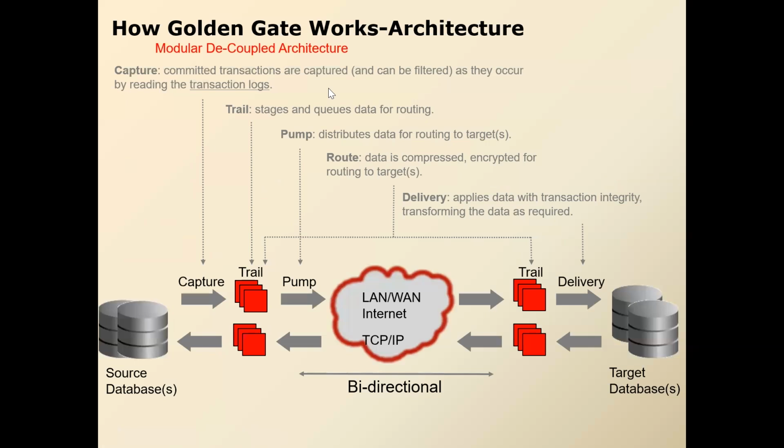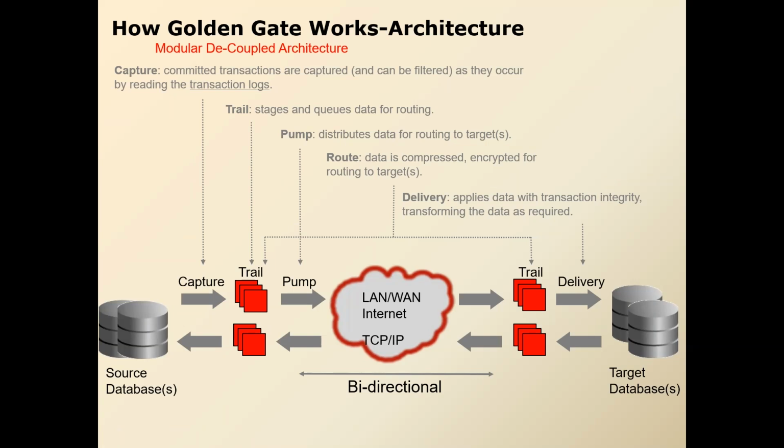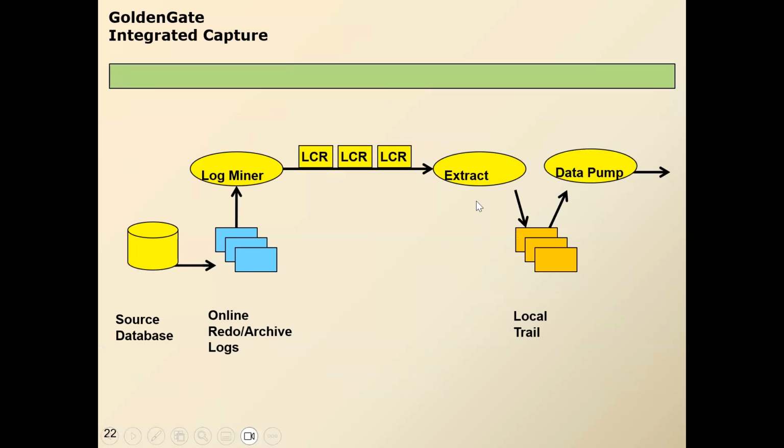So my question is, how can the performance of integrated extract be faster than the classic extract, even though in classic extract there is no layer in between, while in integrated extract there is a layer of log miner in between? How come the performance of integrated is better than classic?